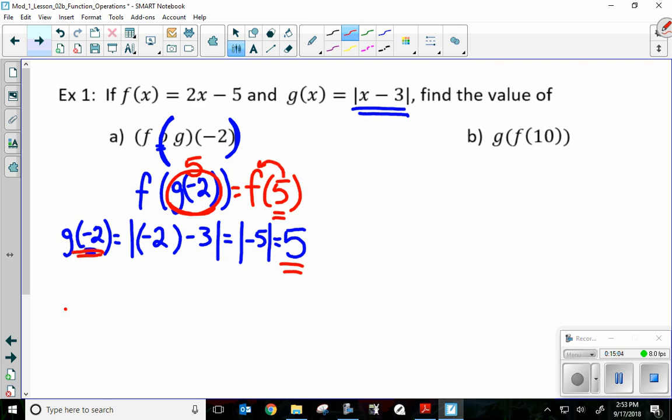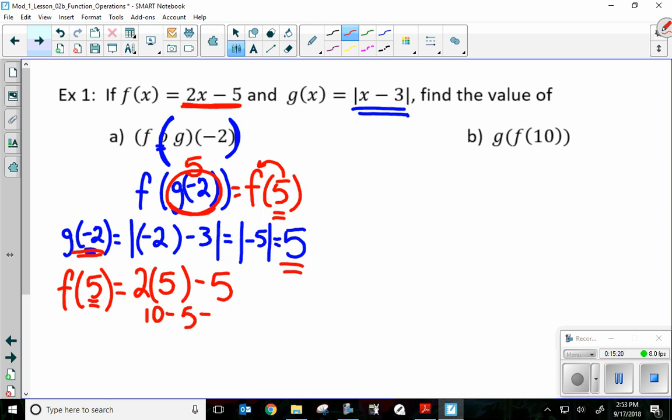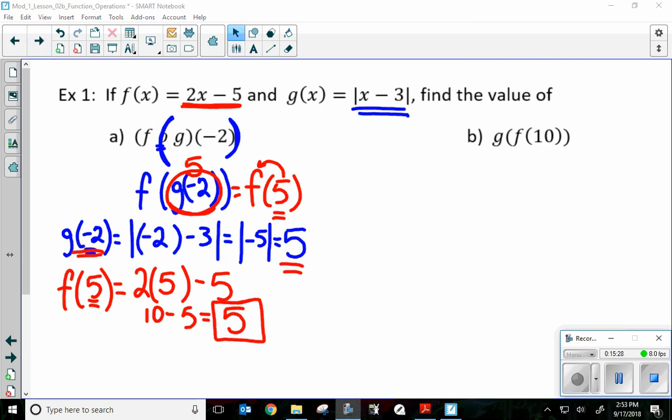So now I need f of 5. So I take this, 2x minus 5, 2 times my x value minus 5. That is 10 minus 5, and that happens to be 5. A lot of 5s in that problem. It's a weird problem, but we did it right. Let's do the next one.